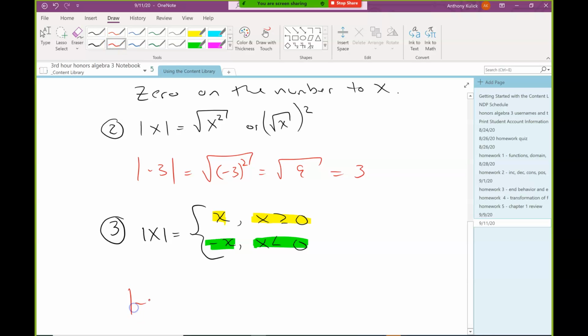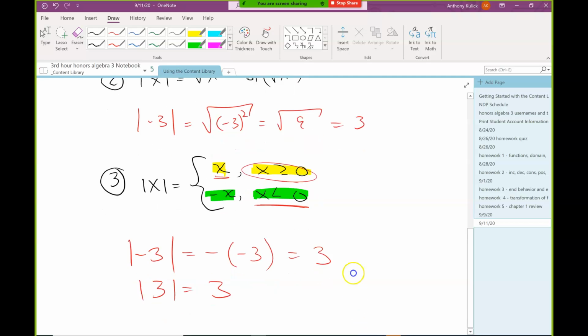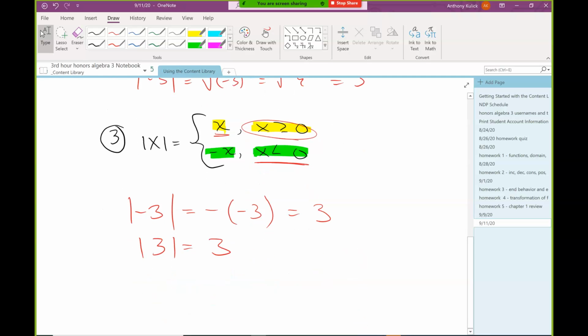So for example, if we have the absolute value of -3, here the x is negative, so we're operating on this line. So we're going to do the negative of that number 3 to get us 3. As opposed to if we take the absolute value of +3, since 3 is greater than or equal to 0, we're going to do this line, which just is 3. Is that okay with everybody?